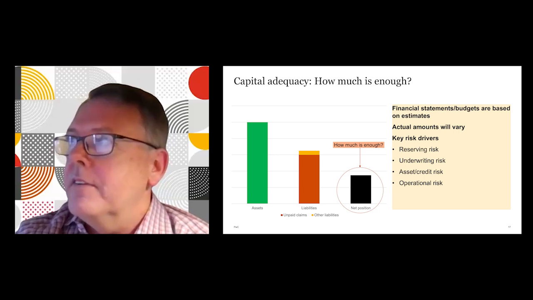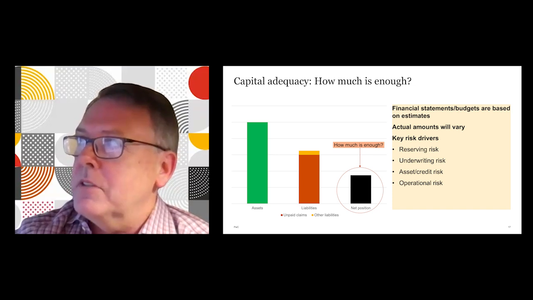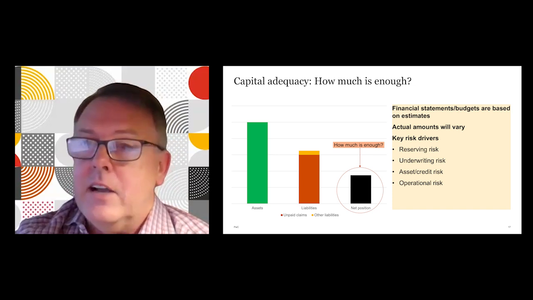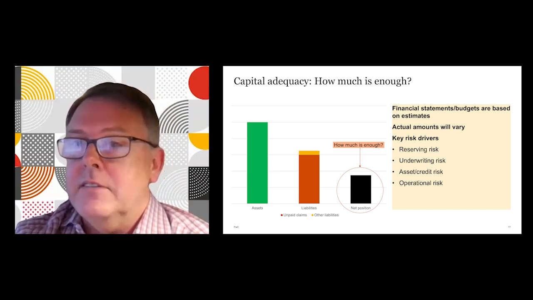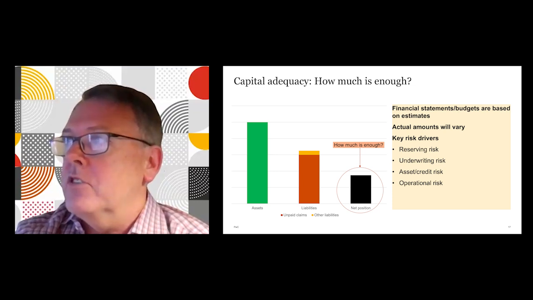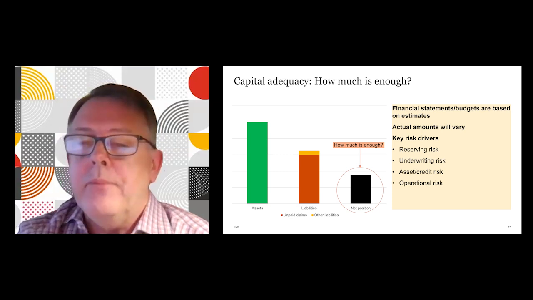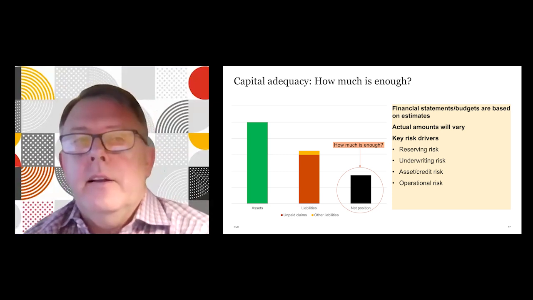And again, financial statements and budgets are based on estimates, and the actual amount is going to vary. That's just a fact. It's going to vary. And how's that variation absorbed? Well, it's absorbed through your rainy day fund. Okay. Now, this is, I think, a challenge.